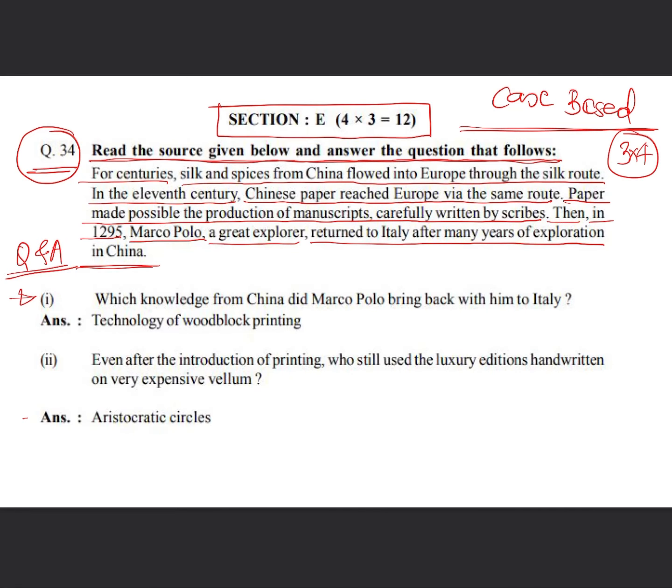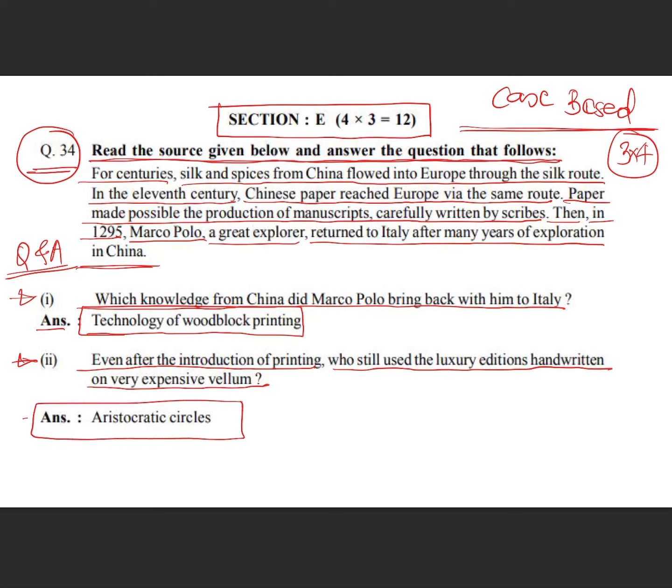First question. Which knowledge from China did Marco Polo bring back with him to Italy? Answer. The technology of woodblock printing. Second question. Even after the introduction of printing, who still used the luxury editions handwritten on very expensive vellum? Answer is the aristocratic circles.